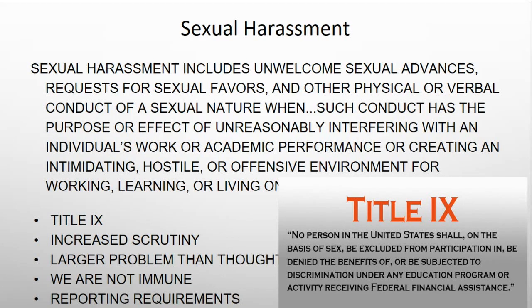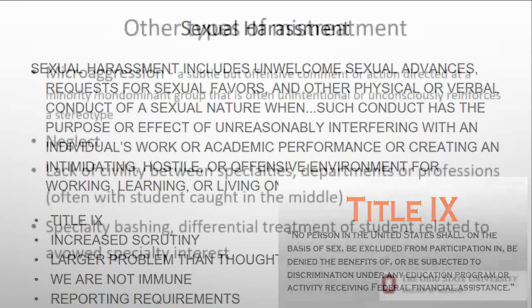Again, sexual harassment, this is a big part of the learning environment. It's on the graduate questionnaire: I was sexually harassed or demeaned, so you need to know about that.